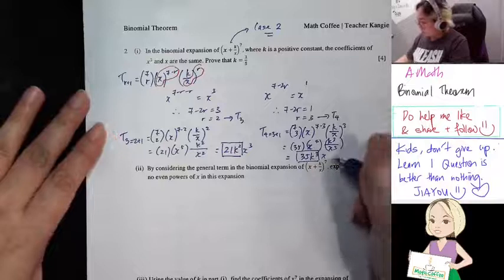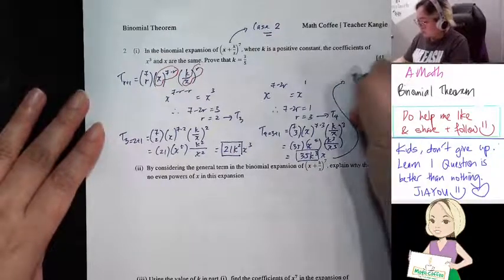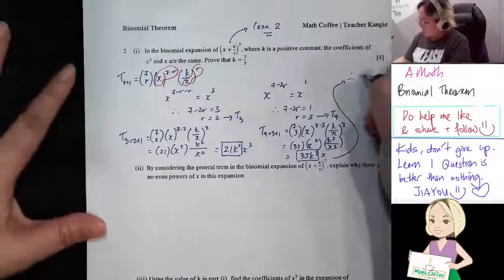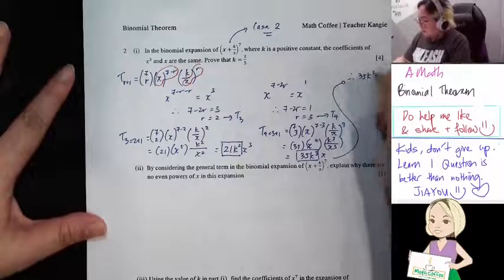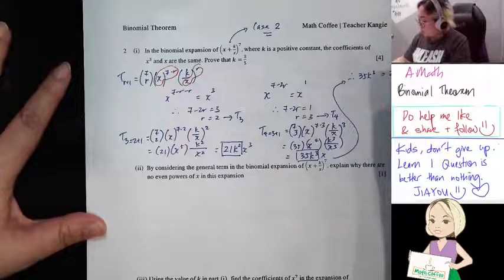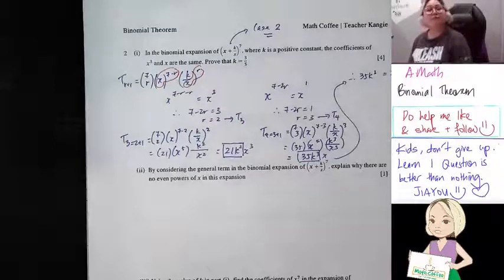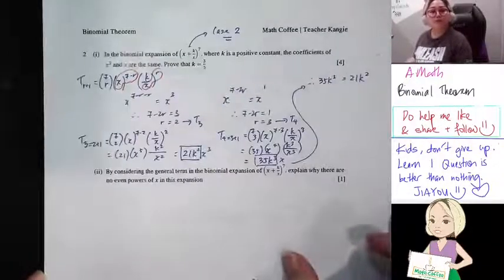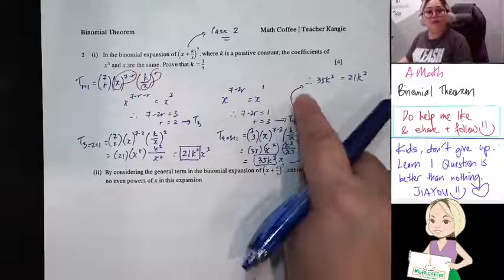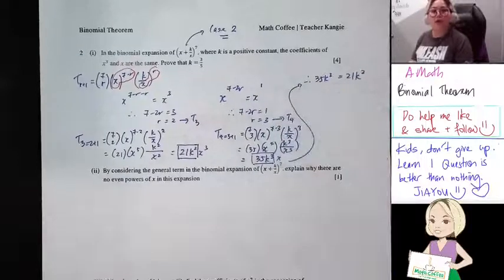So come back to here, I will draw an arrow. So I will say, okay, so I know therefore my 35k cubed is equals to 21k squared. Okay, so I know my 35k cubed is equals to 21k squared.